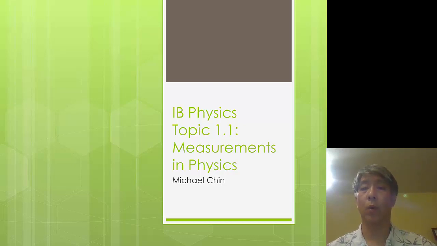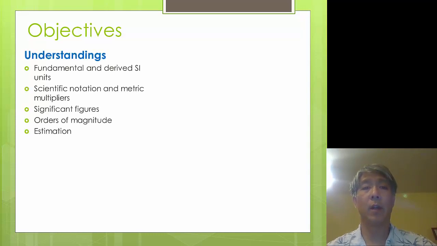This lesson is on topic 1.1, or measurements in physics. All of the topics will have an objectives page. Following the objectives page, there are understandings. These are the understandings associated with topic 1.1. There are understandings associated with each of the topics, and what they define are what you are expected to know.